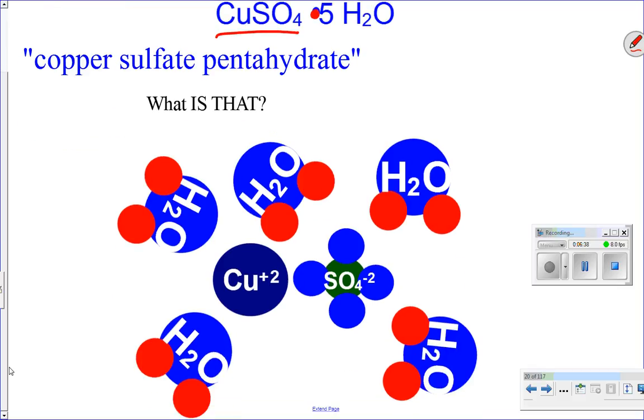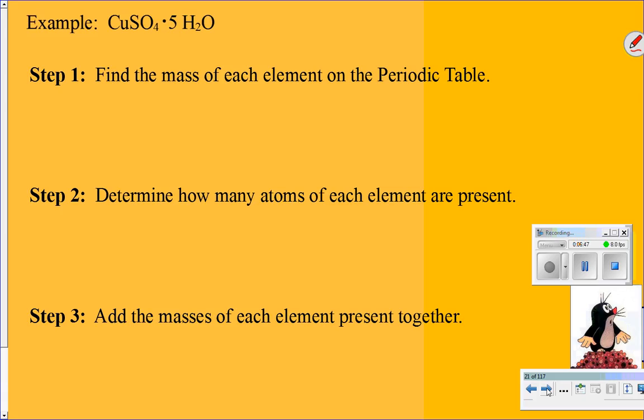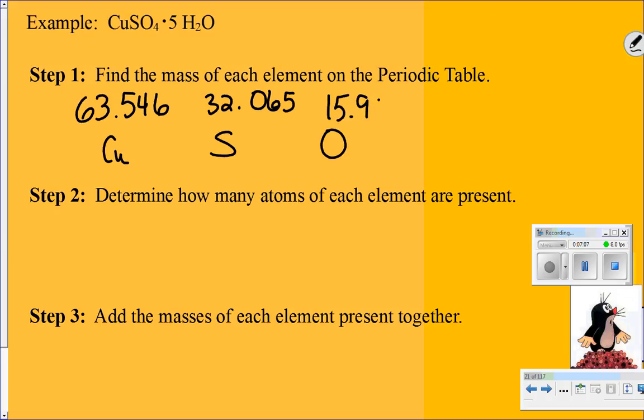You may be tempted to multiply the 2 masses together. That dot does not mean multiplication. It means we're actually adding the whole thing together. So for copper sulfate pentahydrate, we've got a lot of masses to look up. So we've got copper, which is 63.546 grams per mole. We've got sulfur, which is 32.065 grams per mole. Oxygen is 15.9994 grams per mole. And hydrogen is 1.00794 grams per mole. We have 1 copper present.